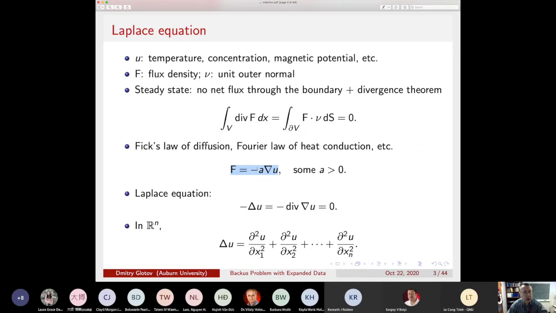And so when we put the two together, the two being the divergence of F is equal to zero, and F being the gradient of U with some constant, what we get is the equation divergence of gradient of U is equal to zero. And this divergence of gradient is commonly denoted by the Laplacian delta. So we have our Laplace equation, Laplacian of U is equal to zero. We can write out the Laplacian explicitly as the sum of second derivatives of U, so d2u dx1 squared plus all the way to d2u dxn squared.